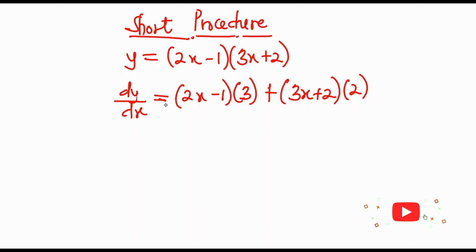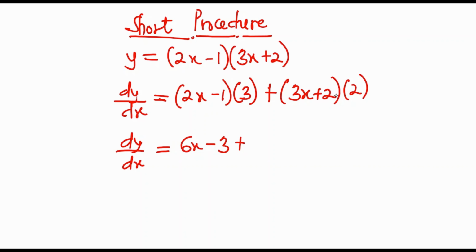What is left here is expanding. So that is dy/dx here is equal to, so 3 multiplied by 2x gives us 6x. 3 by negative 1 gives us negative 3. Plus 2 by 3x gives us 6x. 2 by 2 gives us 4. So we can simplify by saying dy/dx here is equal to 6x plus 6x gives us 12x, and then minus 3 plus 4 gives us plus 1.